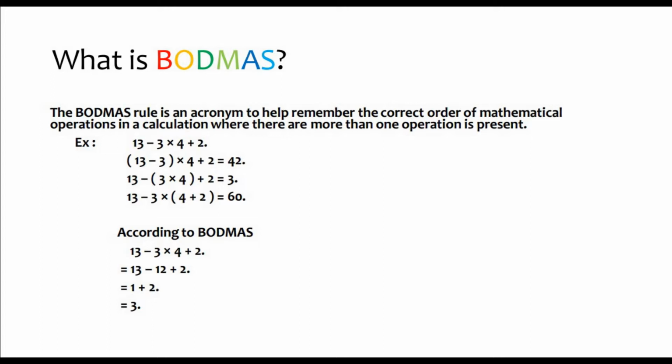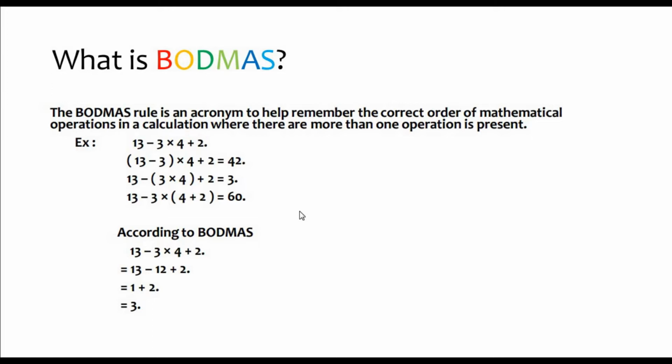That is one answer. Secondly, if I prioritize multiplication here, in that case 3 multiplied by 4 is 12, 13 minus 12 becomes 1, 1 plus 2 becomes 3. That is our second answer. And what if we prioritize addition here? In that case 4 plus 2 becomes 6, 13 minus 3 becomes 10, 10 multiplied by 6 becomes 60. So as you can see, for the same problem, by altering the order of operations, we have arrived at three different answers. So it's pretty confusing, isn't it?